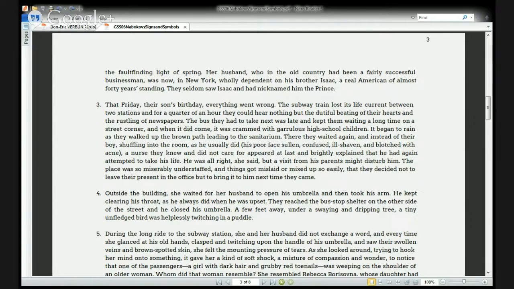Jean Leon, it's your turn. Take paragraph 3 for us. Okay. That Friday, their son's birthday, everything went wrong. The subway train lost its life current between two stations for a quarter of an hour. They could hear nothing but the dutiful, from the word duty, like it's my duty to protect my country. I'm joining the army, right? Okay. Duty is your responsibilities. So they hear the dutiful beating of the hearts, right?